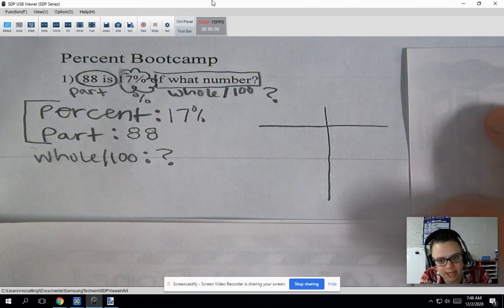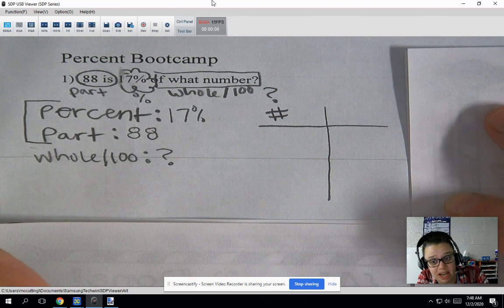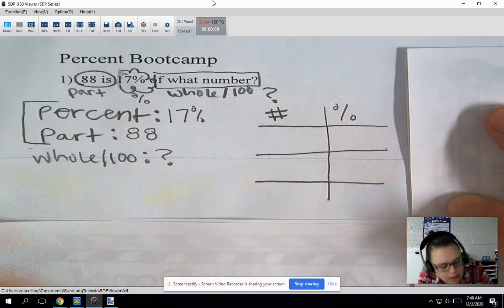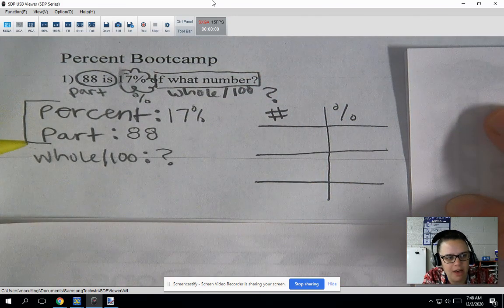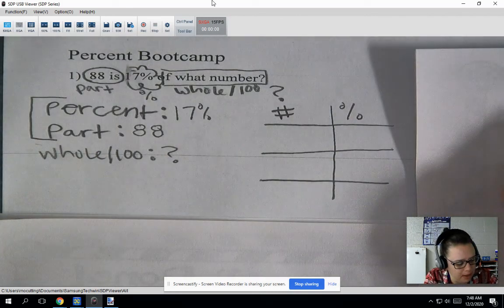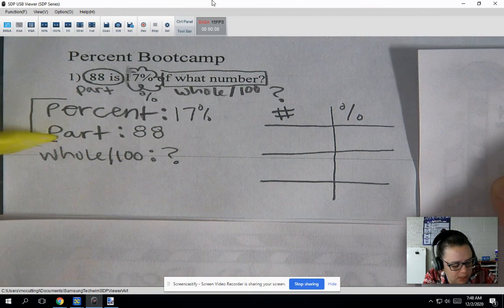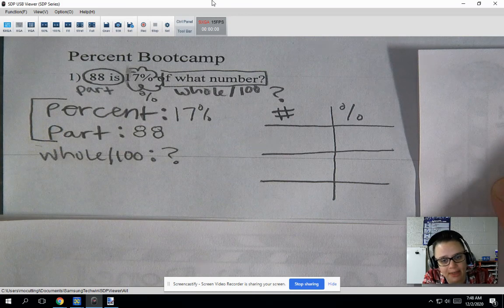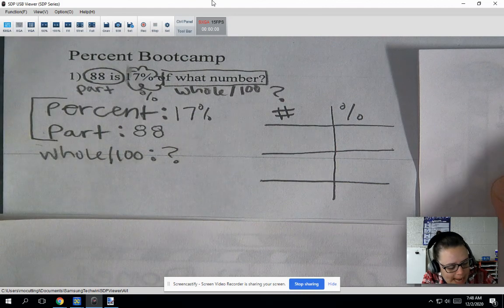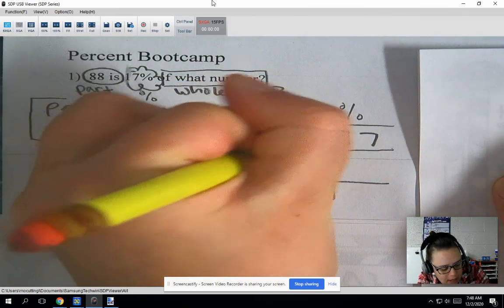So you're also going to draw the table, obviously. I'm going to have my number on one side. Yes, I'm using the hashtag number sign. And my percent on the other side. So now I need to look at what I have, because I need a set of two numbers that go across from each other on the table. So I don't have my whole slash 100, but I do have these two pieces, my percent and my part. So those are what I'm going to fill in on my first row. So my percent is 17, my part is 88. So 17 goes on the percent side, and 88 goes on my number side.